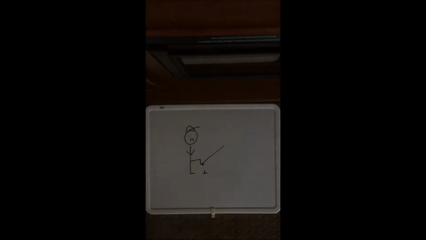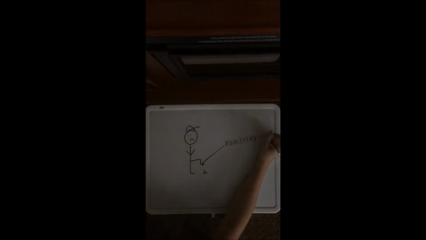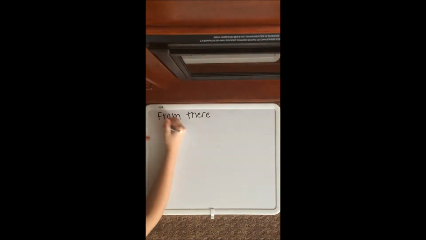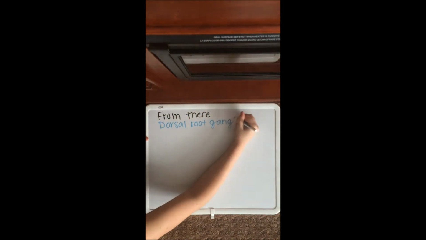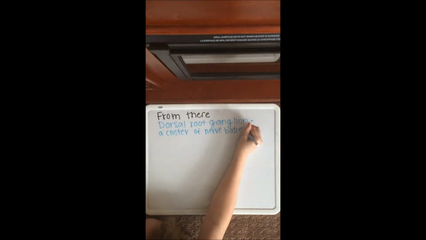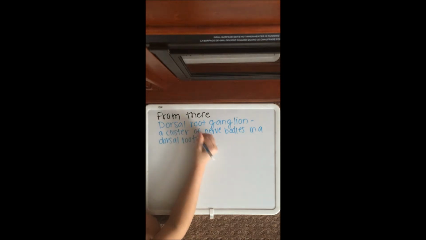When Jimmy steps on the tack, a pain receptor receives the stimulus, causing the action potential to travel down an axon of a neuron. From there, dorsal root ganglia, which are clusters of nerve bodies in the dorsal root, carry the signal into the spinal cord.